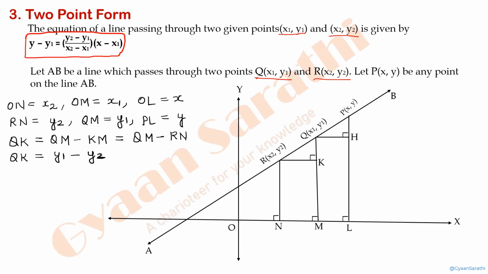Similarly, let us try to find pH as well. So pH, as we can see from the figure, is equal to PL minus HL. And HL I can write as equal to QM. So this is equal to PL minus QM. So pH is equal to PL, that is y, minus QM, that is y1.